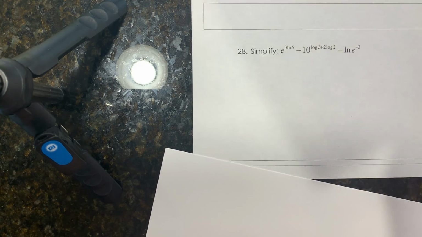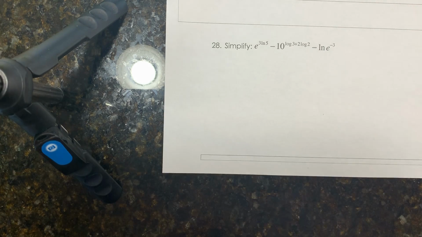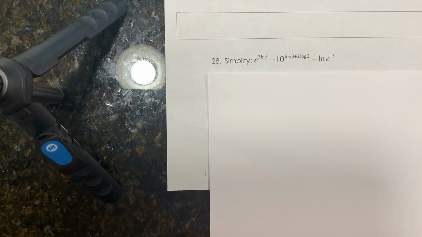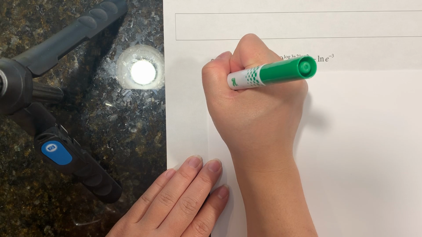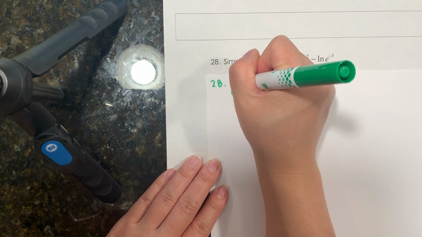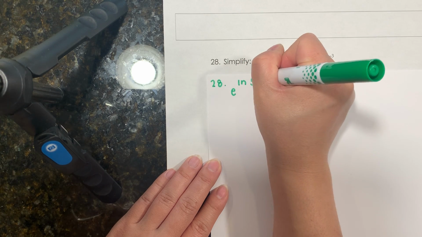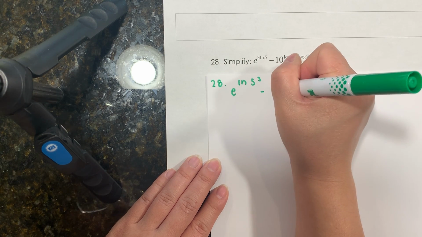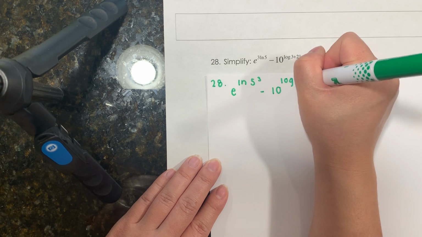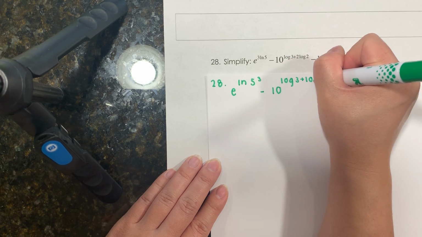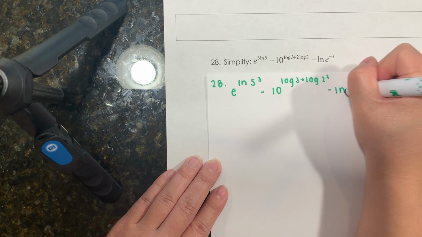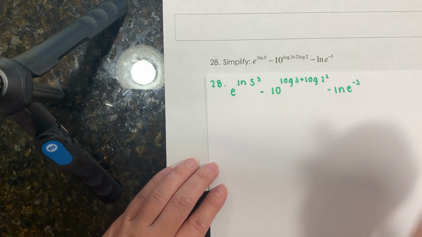Then lastly, we're going to look at number 28. And so for number 28, again, I have a number outside my logarithm, so that's going to become the exponent. So that would be e to the ln of 5 cubed minus 10 to the log 3 plus log 2 squared, then minus ln e to the negative 3.